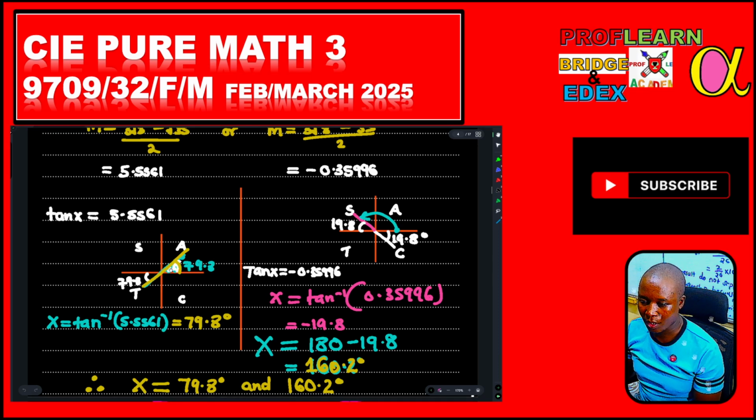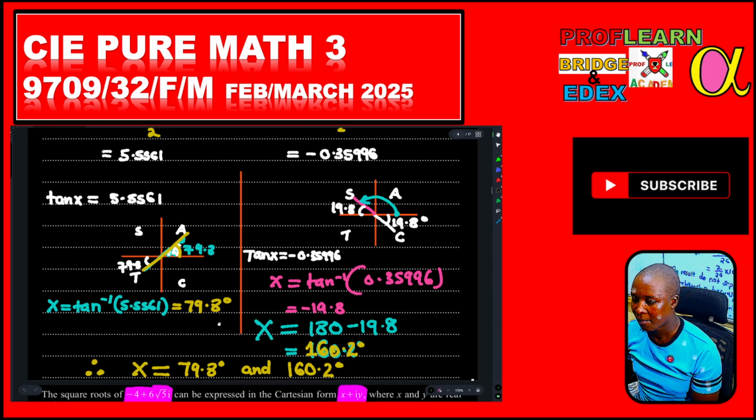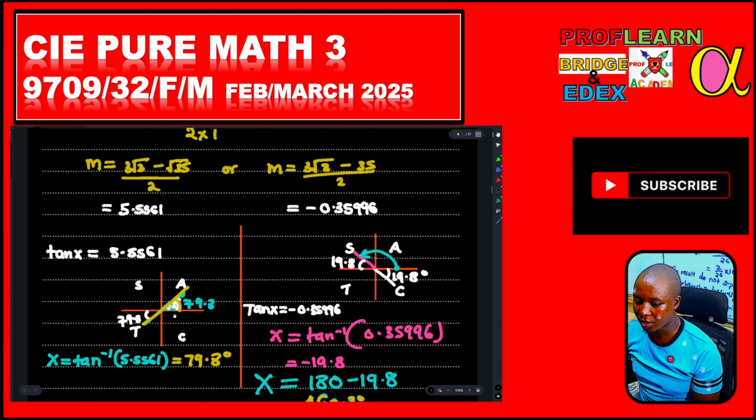So at that point whereby you need to find x, you are going to find the tan inverse of that, and that becomes 79.8 degrees. But for the second one, because you see, if you go beyond that, you'll be out of the range.